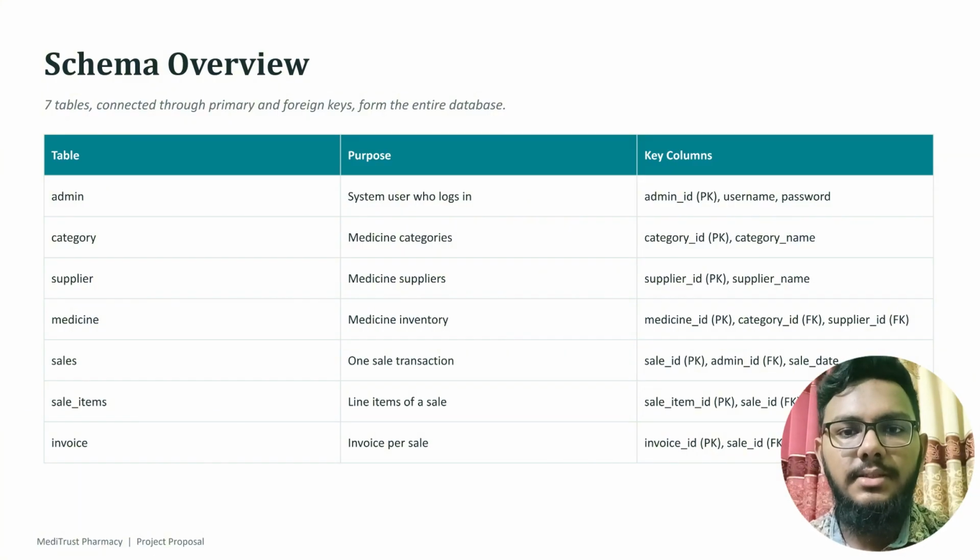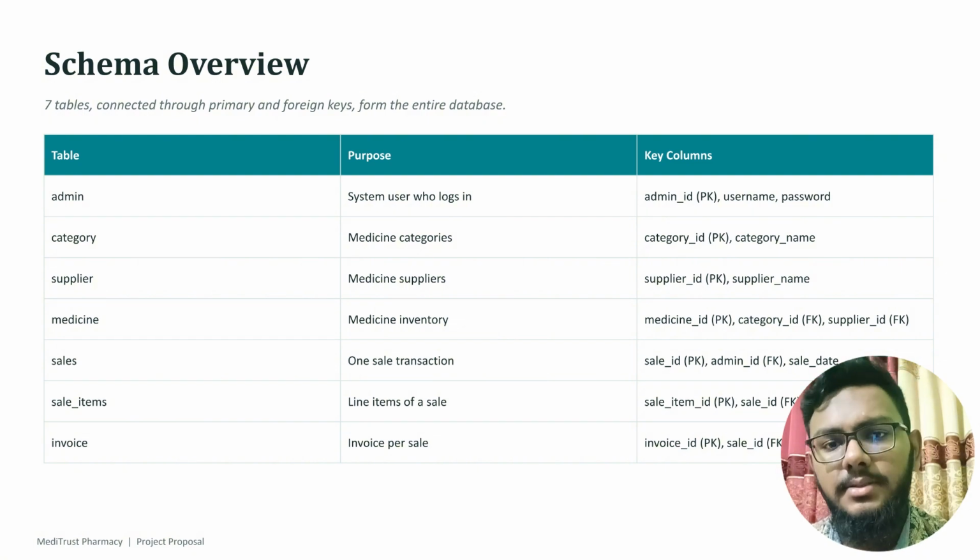The fourth table is medicine. This is one of the most important tables because it stores medicine details such as the medicine name, category, supplier, stock, and price. The fifth table is sales. Every time a customer buys medicine, one sales record is created with the sale date and the admin who handled the sale. The sixth table is sale item.